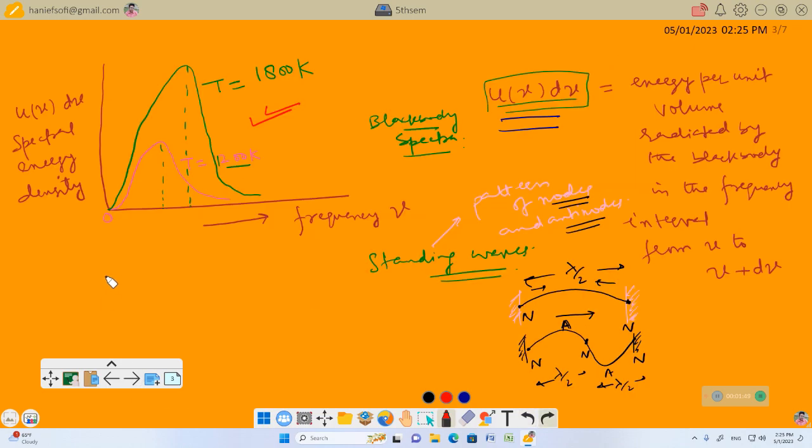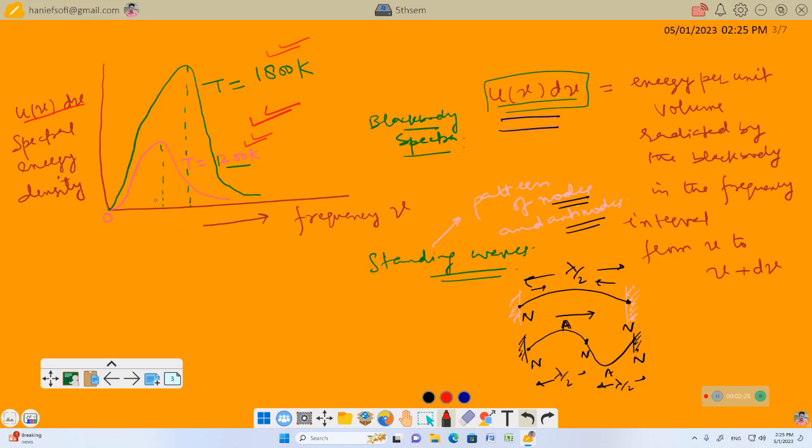These were the curves. When we plot spectral energy density, U nu d nu, where U nu d nu is the energy per unit volume radiated by the black body in the frequency interval from nu to nu plus d nu, versus frequency, we get these curves. Here, the first curve has temperature 1200 Kelvin, and for the second green curve, the temperature of the black body is 1800 Kelvin.